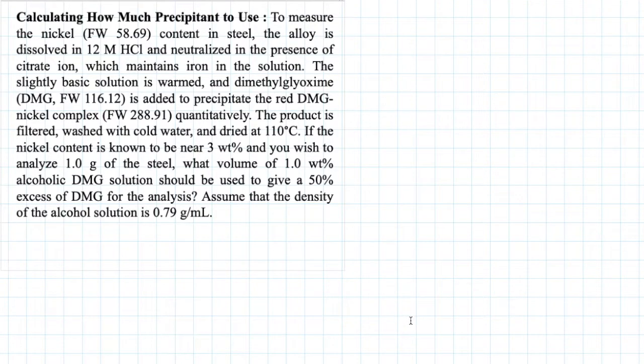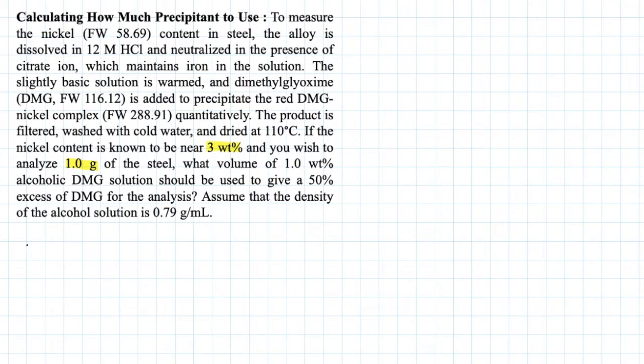Now, the very first thing we need to consider here is our basis. We are basing our calculations on 1 gram of the steel, which contains 3% by weight nickel.